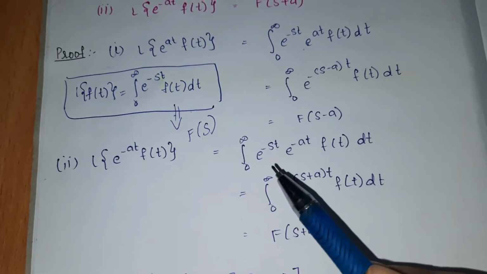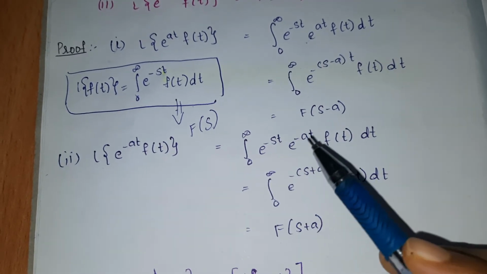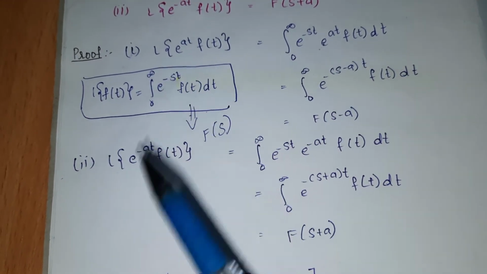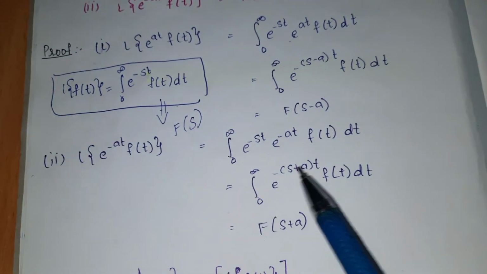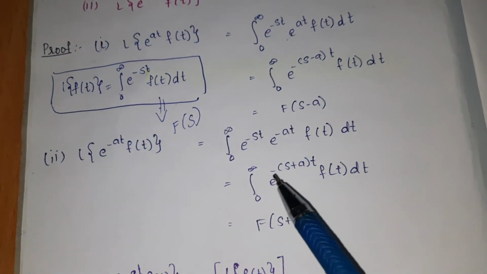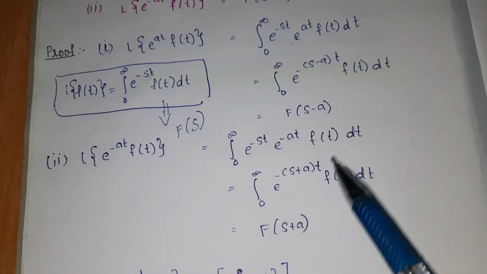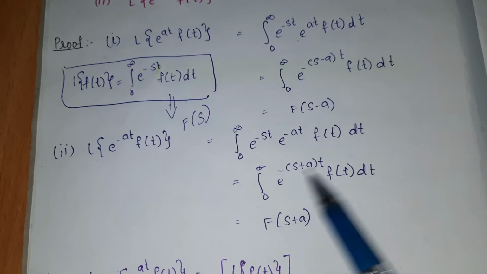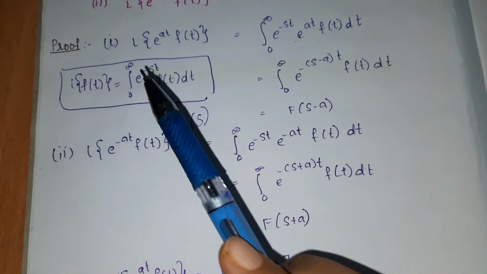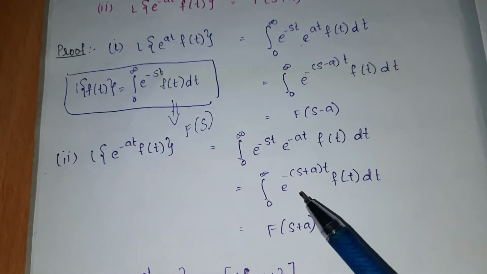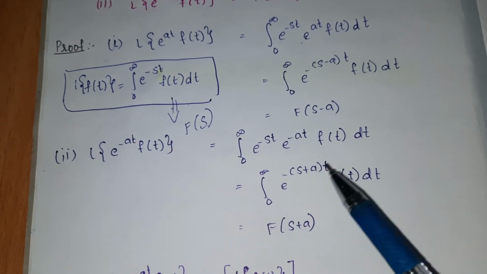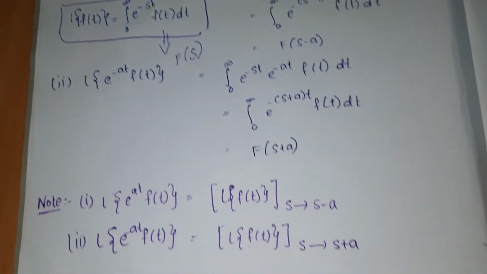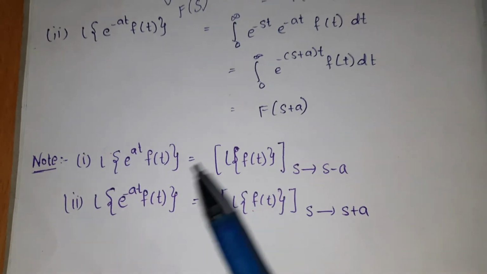Now L of e power minus at f of t: we write the integral from 0 to infinity of e power minus st times e power minus at. Same formula, but in place of e power at we have e power minus at. Now take minus common: e power minus (s plus a) t, f of t dt. This is similar to the formula, but in place of s we have s plus a. So if it is F of s, this is F of s plus a.